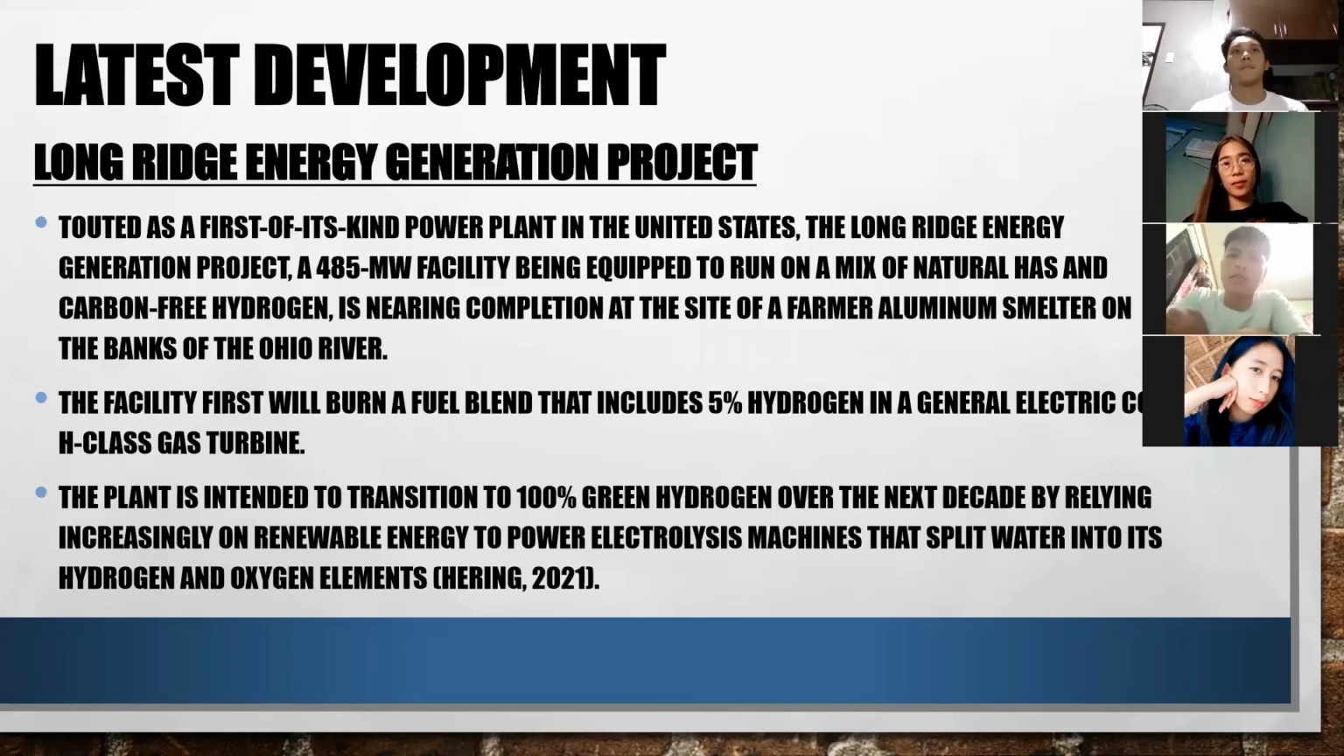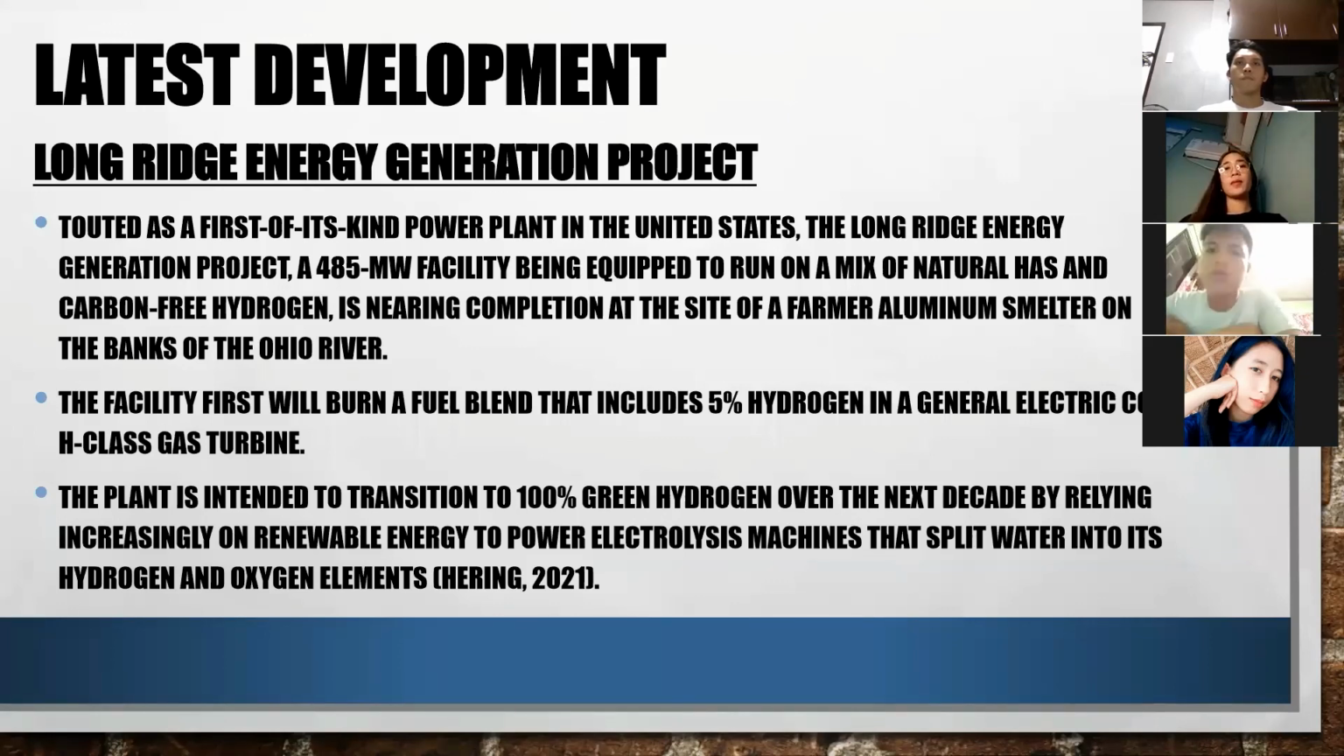Latest development, Long Ridge Energy Generation Project. Touted as a first of its kind power plant in the United States. The Long Ridge Energy Generation Project, a 485 megawatts facility being equipped to run on a mix of natural gas and carbon-free hydrogen, is nearing completion at the site of a former aluminum smelter on the bank of the Ohio River.